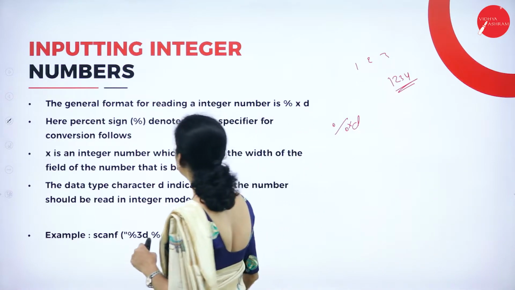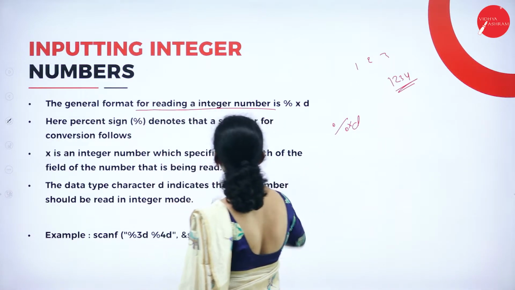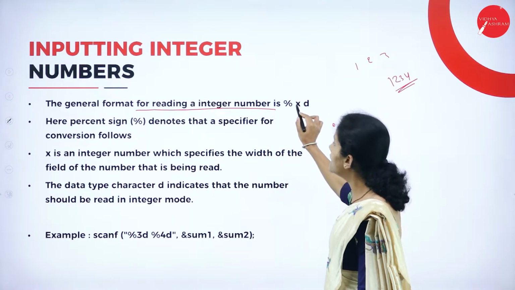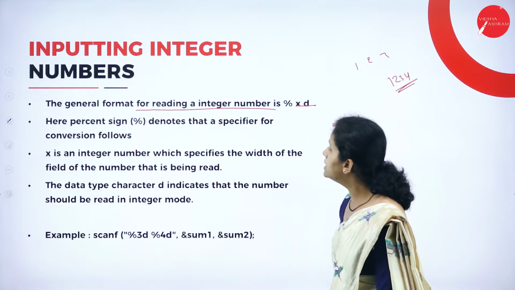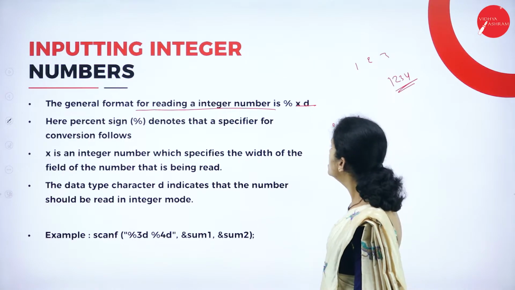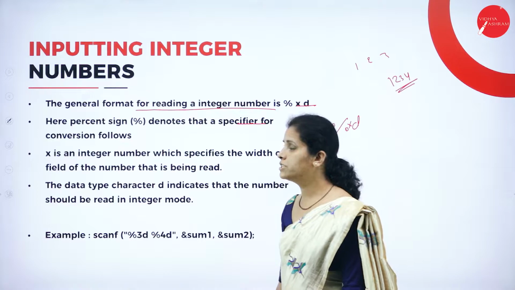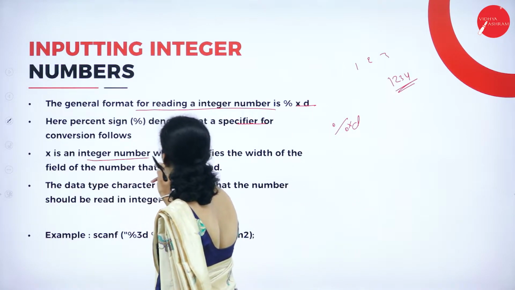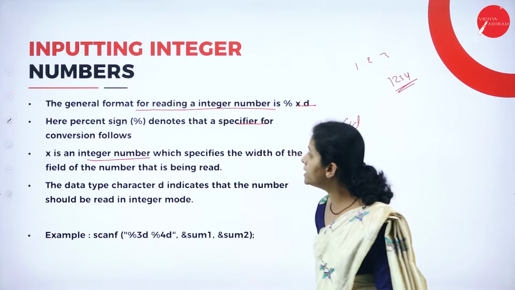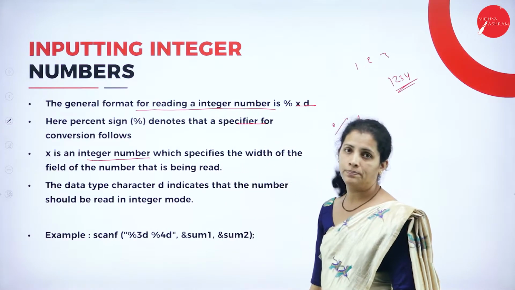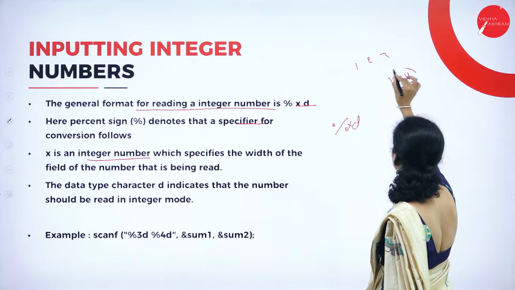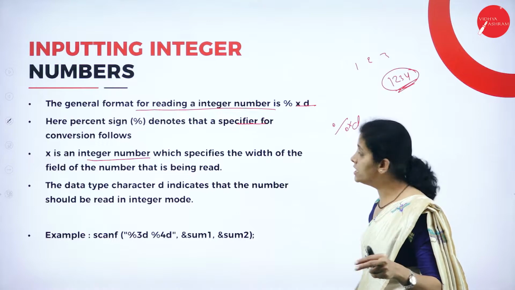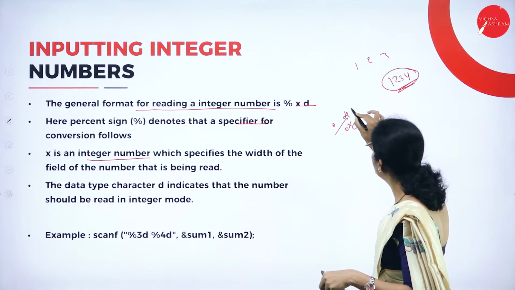So the general format for reading an integer number is %xd. Here %d denotes the conversion specifier that follows. Here x is an integer number which specifies the width of the field. For example, here what is the width? 4. If I want to read a 4-digit number, then I specify %4d.